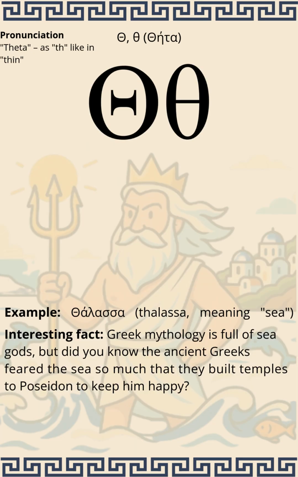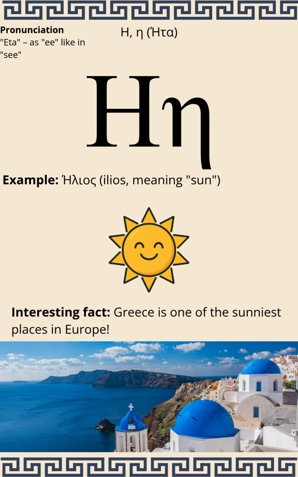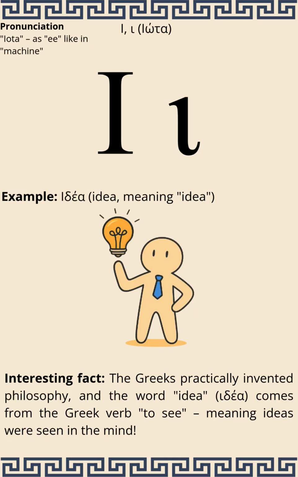Then we have theta, th, like thin. Example, thalassa, meaning the sea, of course. Then we have iota, like in idea. This is the second E that we see, the iota E. Previously, it was the ita E. This is iota, but they have the same pronunciation.